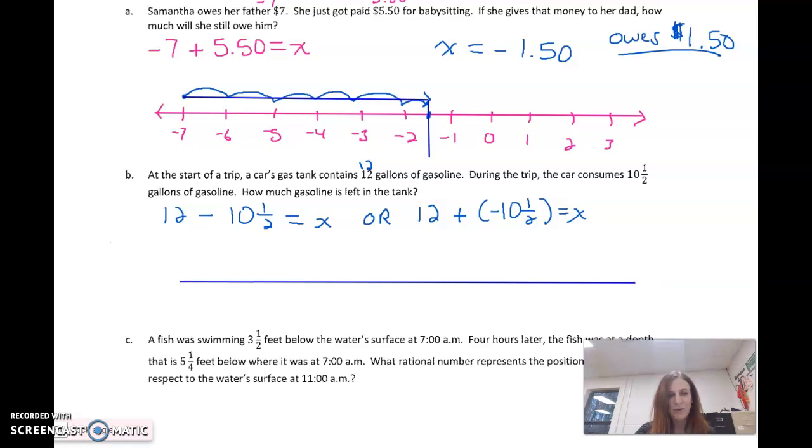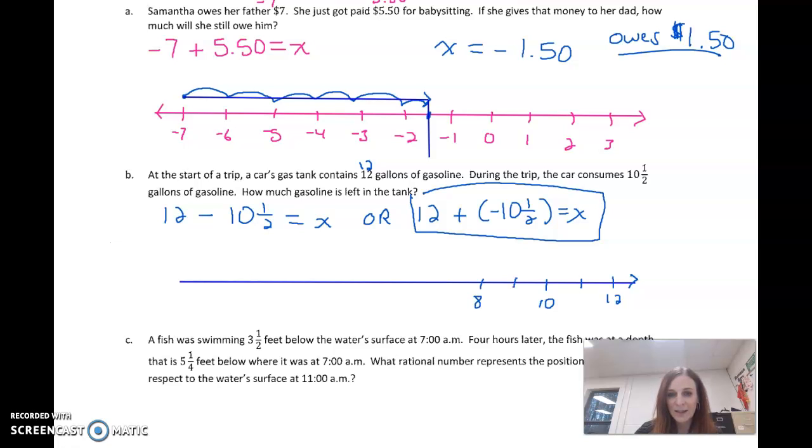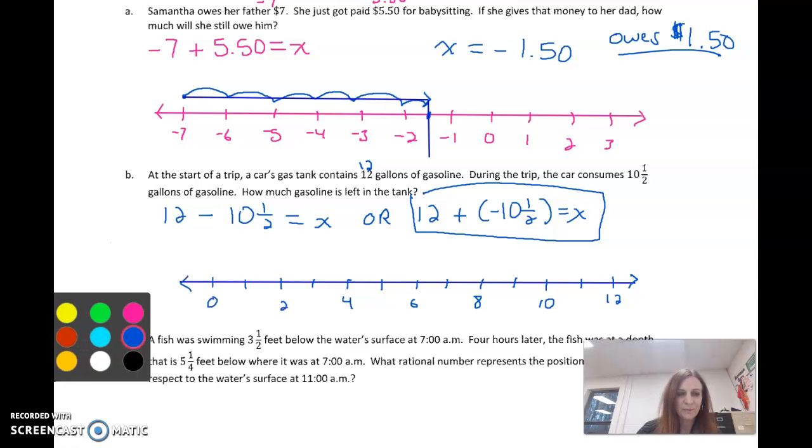All right, so before I put my number line together, I'm going to focus on the addition one right here. I'm going to start at 12, and then go to the left 10.5 units. So if I'm starting and going left, I'm going to put my 12 down here, and then say 11, 10, 9, 8, 7, 6, 5, 4, 3, 2, 1, 0. I think that should be enough.